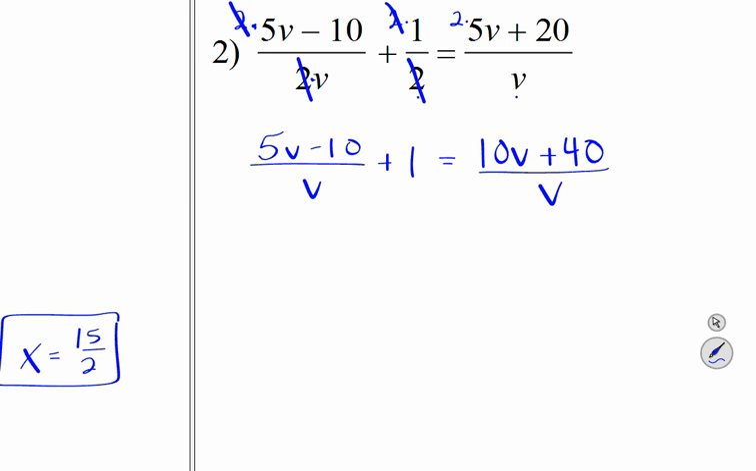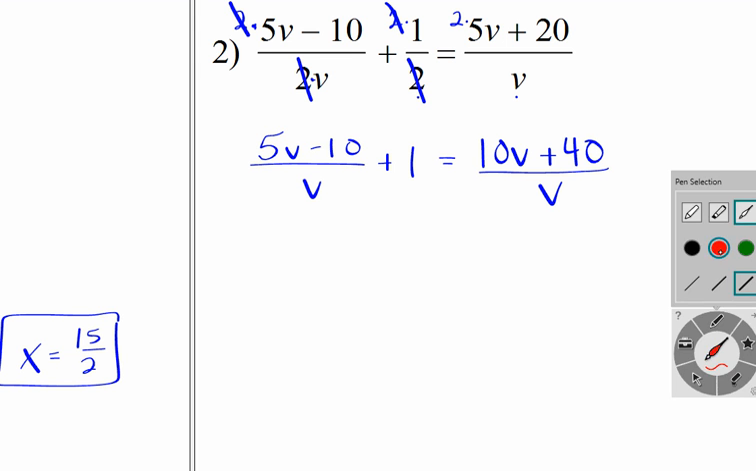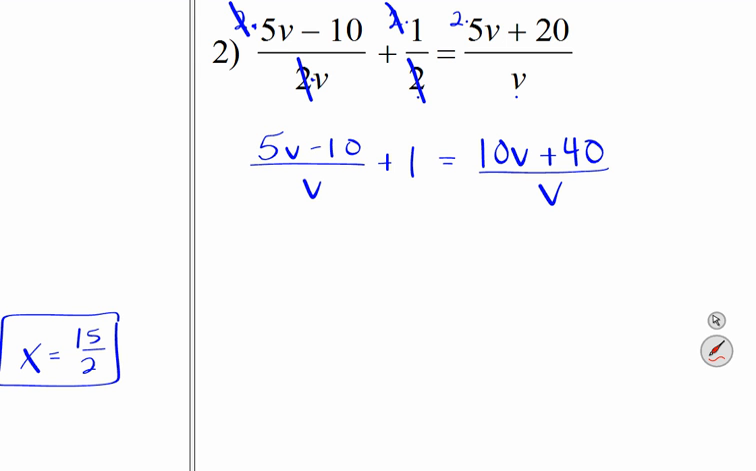Okay. And I don't know if you're thinking, hey, 5v, v over v, I can get rid of that v right now. The answer is no, you can't. Don't do that. You still have to multiply every one of these by v. Okay? Unless you could take it out of both the 5v and the 10, you can't just divide something out unless you can divide it out of both of those.